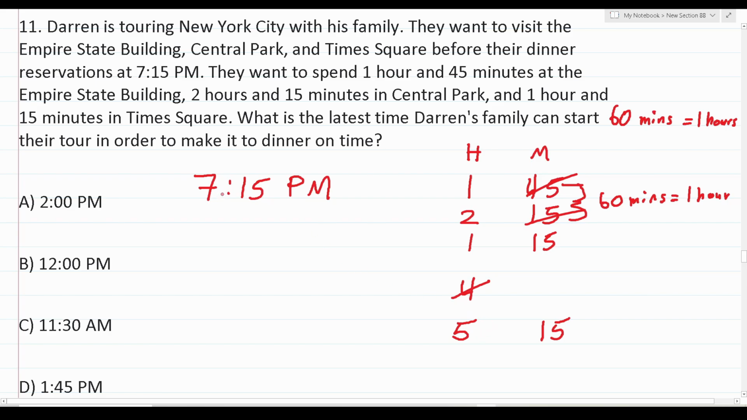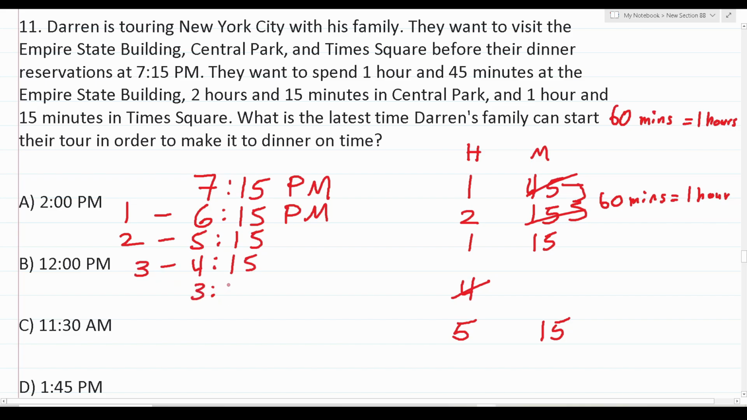So we have to go from 7:15 back 5 hours and 15 minutes. So let's go ahead and do that. That's actually pretty easy to do. If we go from 7:15 to 6:15 p.m., that's 1 hour. 6:15 to 5:15, that's 2 hours. 5:15 to 4:15 is 3 hours. 4:15 to 3:15 is 4 hours. And 3:15 to 2:15 is 5 hours.